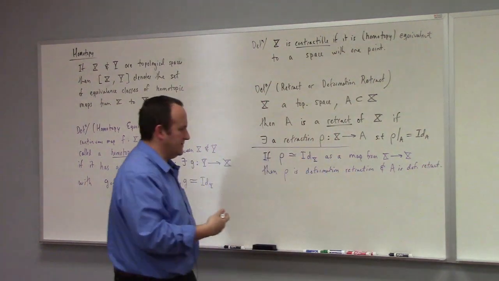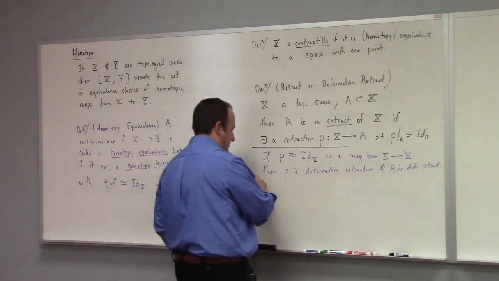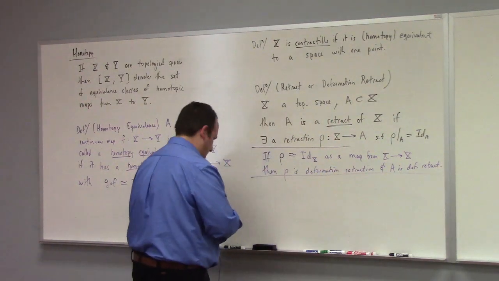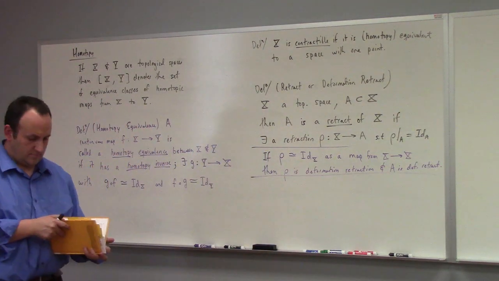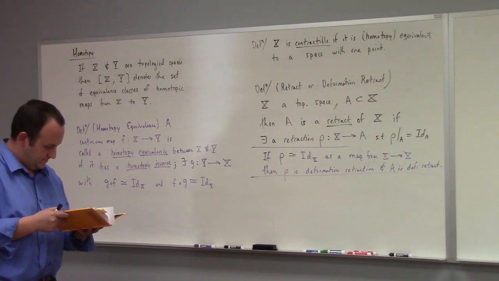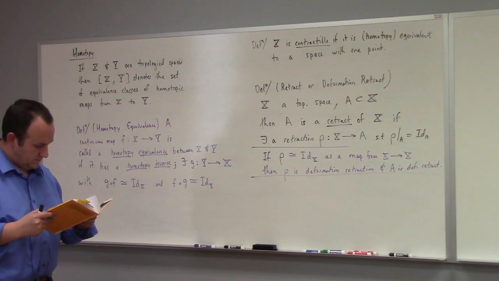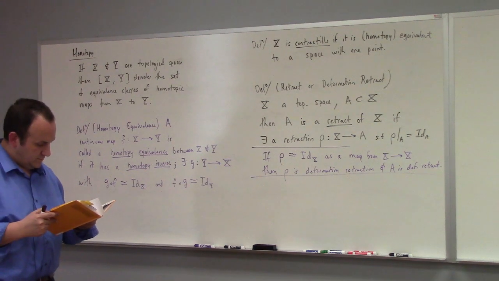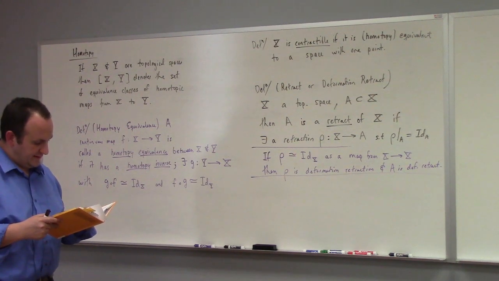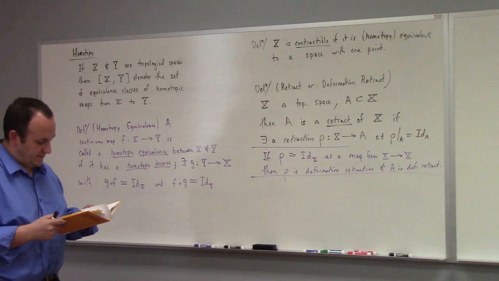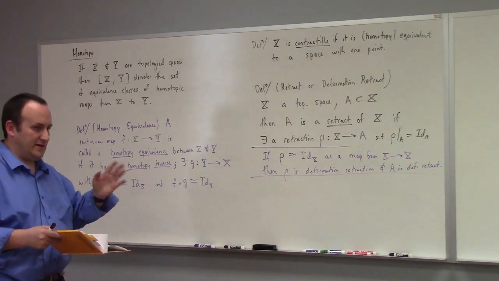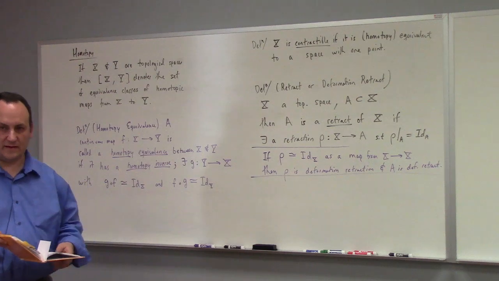And then finally, he's got the strong deformation retract. What's that? If the homotopy between rho and the identity can be chosen such that all of the points of A are kept fixed in the course of it, then rho is called a strong deformation retraction, and A is a strong deformation retract of X. I'm not going to write that down. It's on page 62 of Yannick.